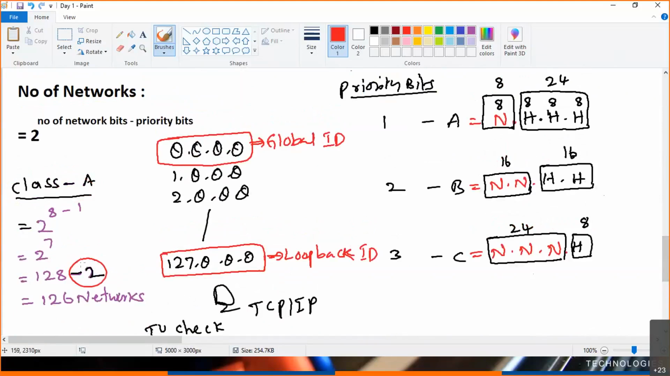One is the network address, the loopback, the last network. We don't use the global ID, but what do we call it? One is for the global ID, and what is the other one? The loopback ID, right? It is reserved for loopback. So in the number of networks in Class A, the minus 2 is one for the global ID and one more for the loopback ID.